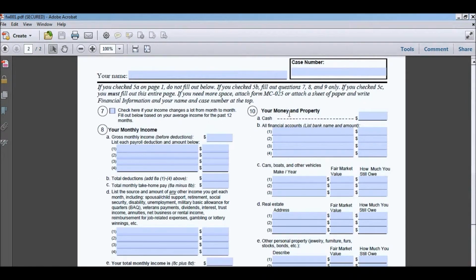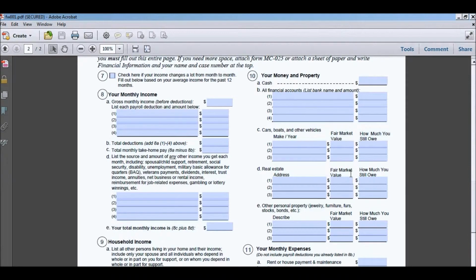All the stuff on the right-hand side of the page goes over assets or expenses. So bubble number 10 here goes over money that you have, or vehicles, real estate, other property, basically stuff that you could theoretically sell or use as cash. So for example, it asks you how much cash you have on your person, what financial accounts, like bank accounts, and the amount that you have in each, what vehicles, boats, cars, that type of thing, you actually have, and how much those are worth if you wanted to sell them.